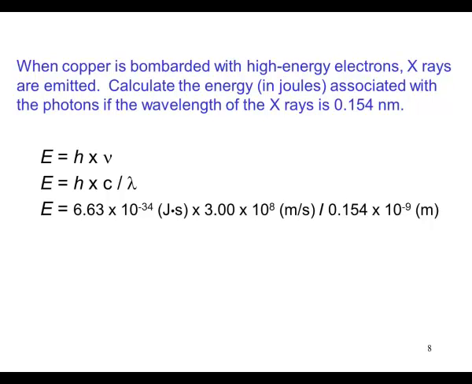6.63 times 10 to the minus 34 joule seconds, which is Planck's constant, times the speed of light, 3 times 10 to the 8th meters per second, all divided by 0.154 times 10 to the minus 9th meters. Notice that you have to change the nanometers to meters. This results in 1.29 times 10 to the minus 15 joules.